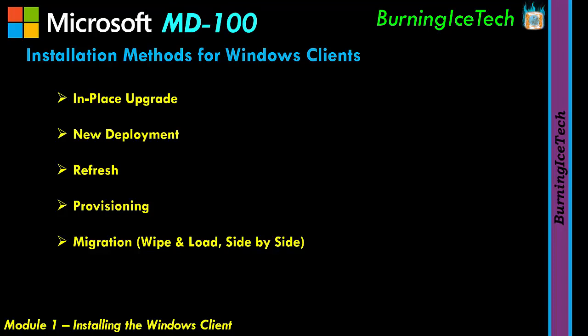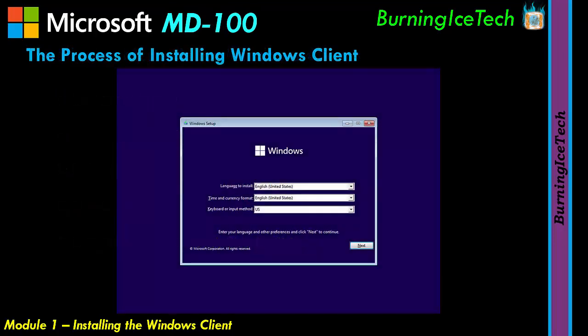Okay, and then let's have a peek at the process of installing the Windows client. In other words, how do we actually go about installing Windows onto a machine? Now, you'll see there's a picture on the screen. It's not much, but if you're wondering how it actually looks when we do the installation, don't worry. We are going to do practical demos in this course of mine.